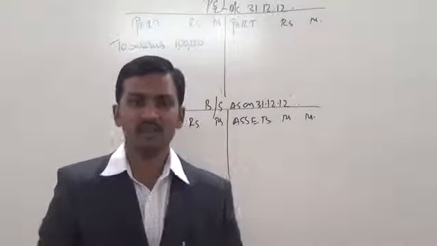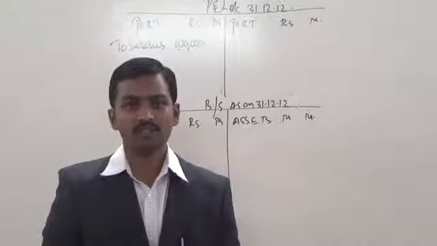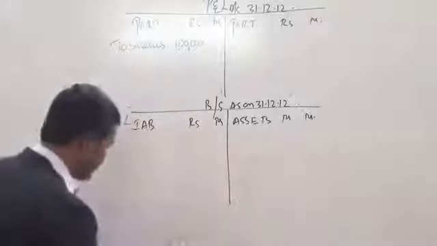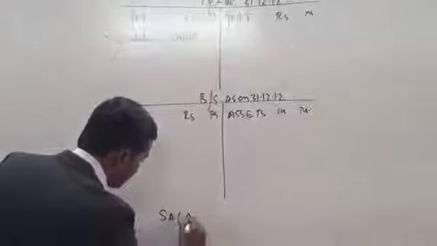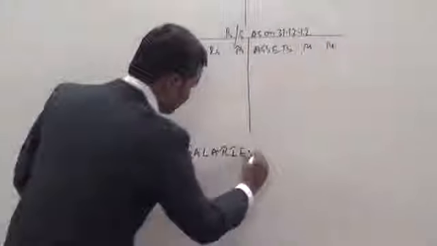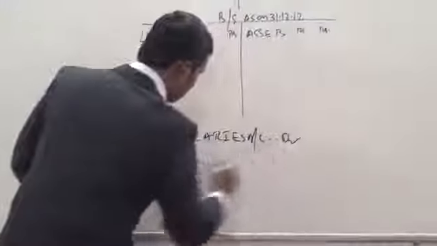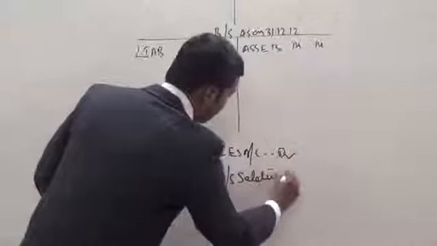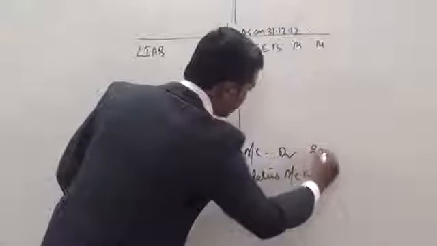But this entry was not passed. That is what the information was given to us. So how do you pass the entry? The entry we are going to pass is salaries account debtor to outstanding salaries account credit 20,000.